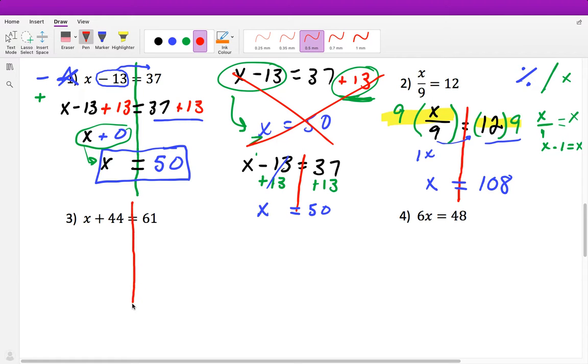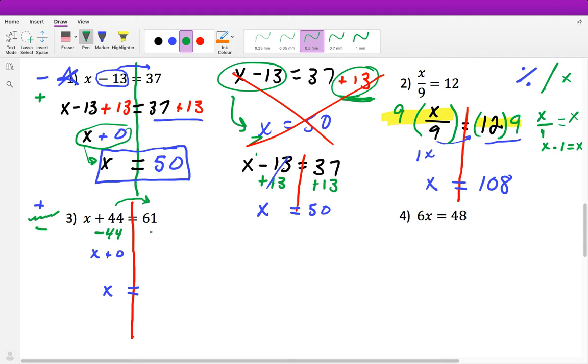So I'm going to go ahead, I'm going to draw this line going down my equal sign. I'm going to ask myself, what is being done to my variable? Well, right now I'm being added. So what is my inverse operation of addition? That means it's going to be subtraction. So now in order to move this to the other side of the equation, I need to subtract 44. And now from here, I know I'm going to have x plus 0, which I don't need to write. I can just write it as x.